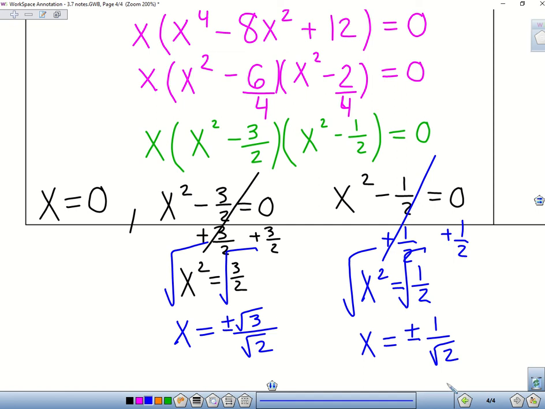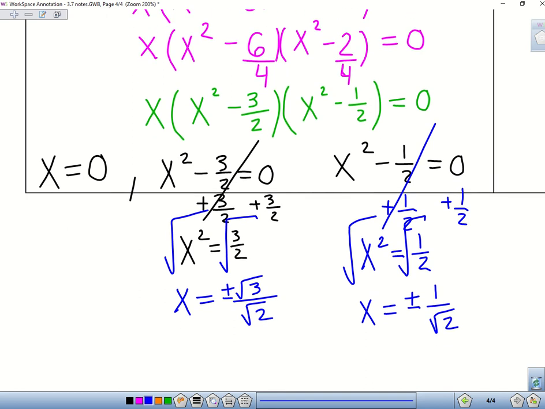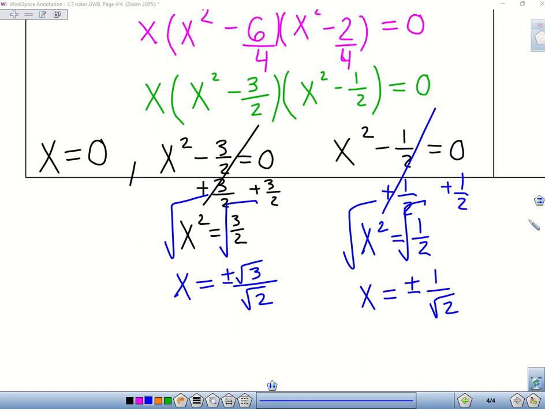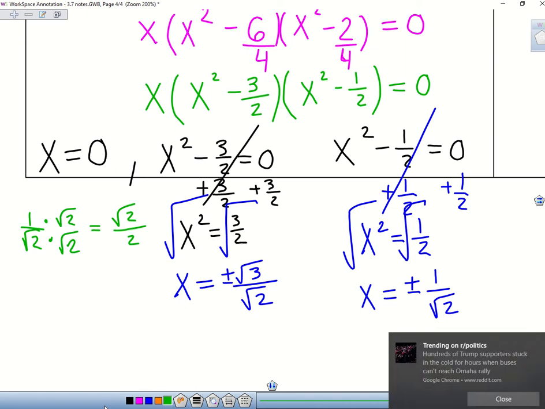Now I should show you rationalization real quick, just in case you get a multiple choice like this. It's not hard, just takes a second. Technically speaking, they sometimes don't want you to have a radical in the denominator, so they'll do this thing called rationalization. If you have 1 over radical 2, to get rid of the radical 2, you just multiply the numerator and denominator by radical 2, and you get radical 2 over 2, which is equivalent to 1 over radical 2. It's just a rationalized version of the same thing.